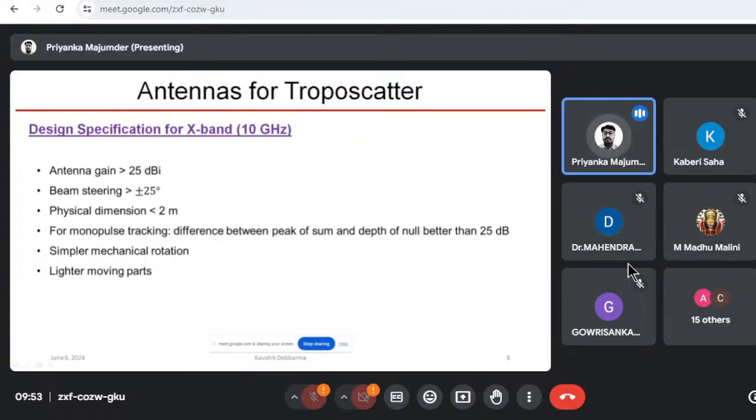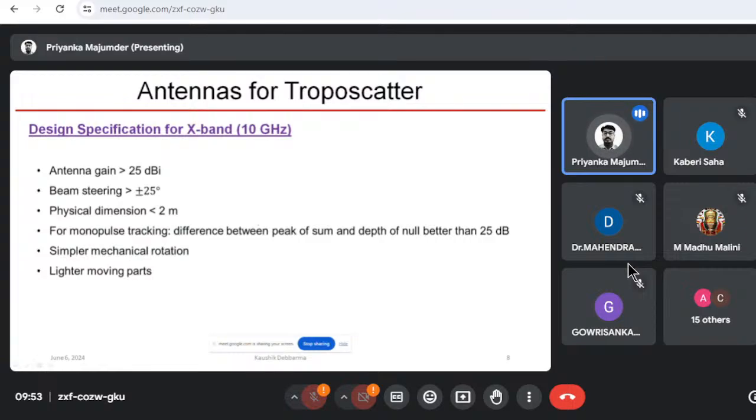Okay. So first was antenna gain, then is beam steering. So there's the elephant in the room, beam steering, plus minus 25 degrees. Now what beam steering is, let's again come back to the same example. I'm moving my head. Let's say I'm limited. I cannot move my head beyond 25 degrees. I cannot look back. So that's the kind of thing I will say beam steering is.